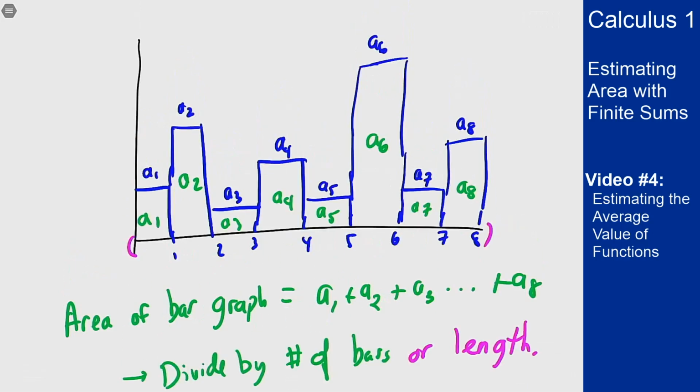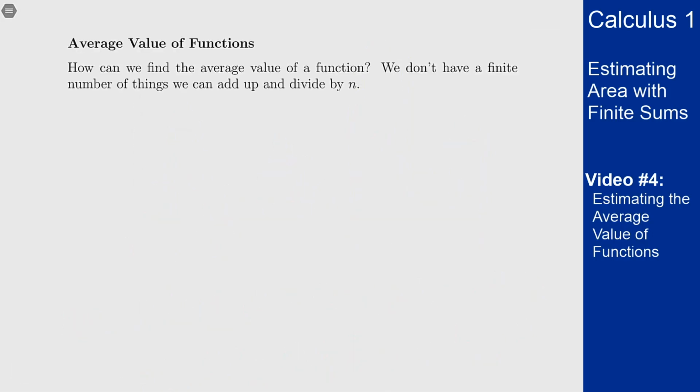And that's the idea we're going to run with here. I could find the average value by finding the area inside this bar graph and then dividing it by the length over which this bar graph extends. Now, what about for functions? We don't have a list of n numbers we can play with here because we have functions defined for a whole bunch of values, infinitely many values, in fact. And I want to find its average value.